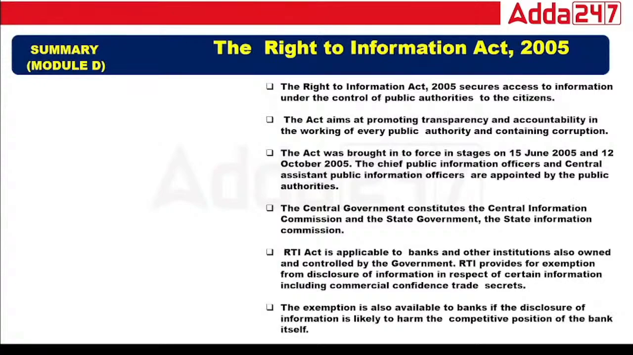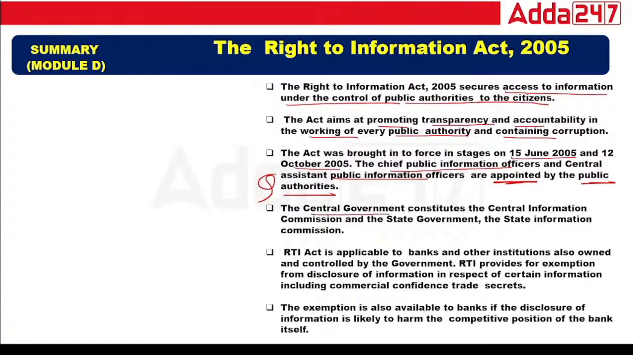Right to Information: access to information under the control of public authority to the citizen. We know that we can ask for information from the public authority. The Act aims at promoting transparency and accountability in the working of every public authority and containing corruption. This Act came into force on 12 October 2005. The Chief Public Information Officer and the Central Assistant Public Information Officer are appointed by the public authority. A question can come on who appoints them. That's it.